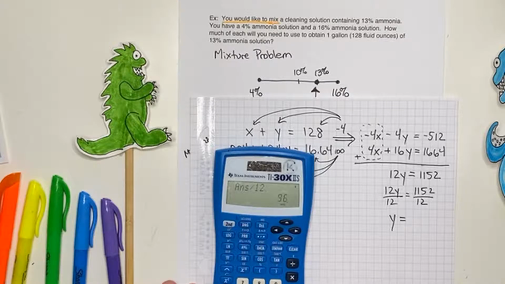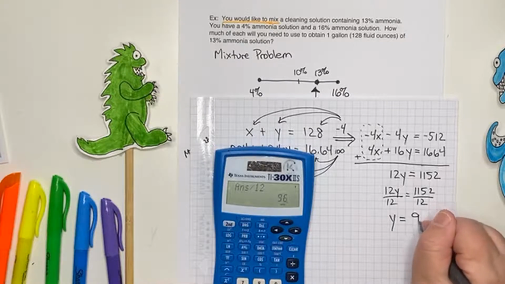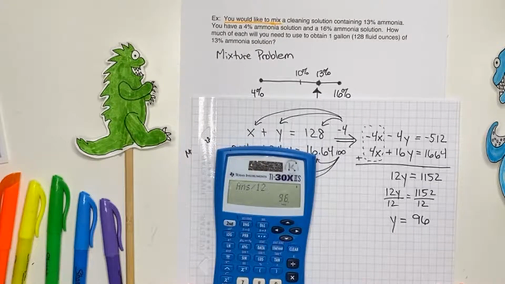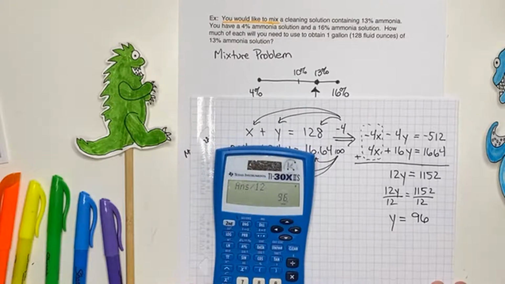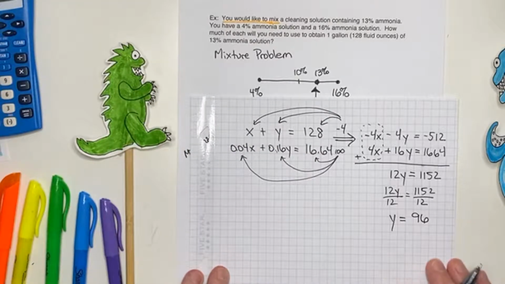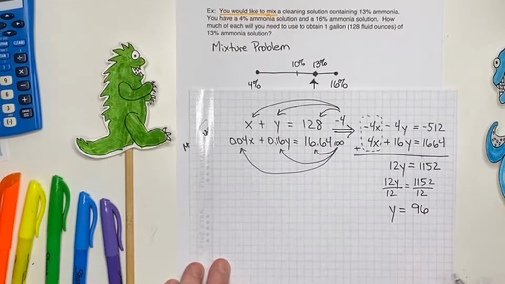Oh my goodness, what an amazing thing. Y is 96. It's even. Will it always be even? No. When you're dealing with decimals like this, there are going to be some nasty answers, but this one was pretty nice.